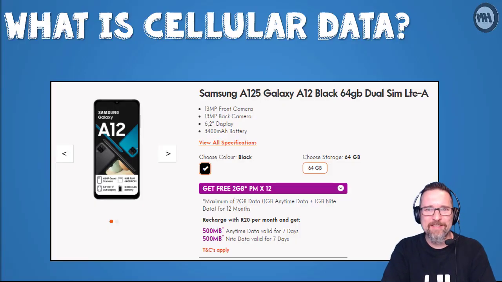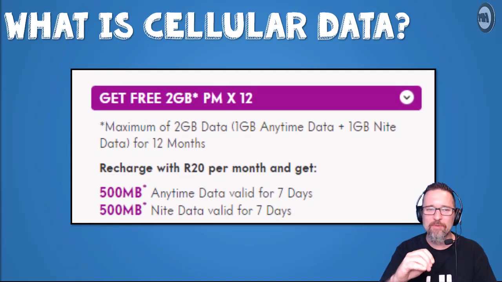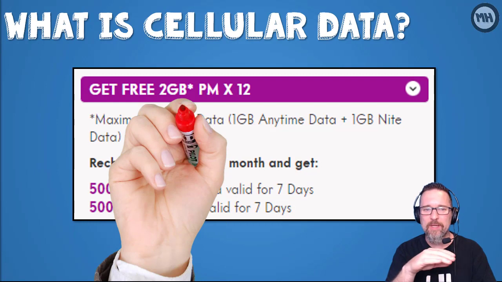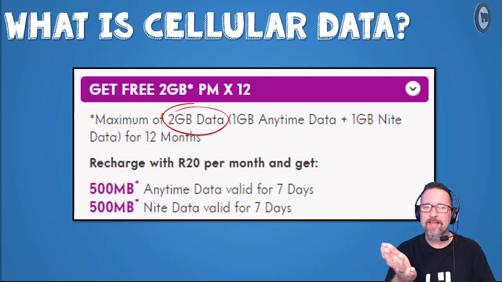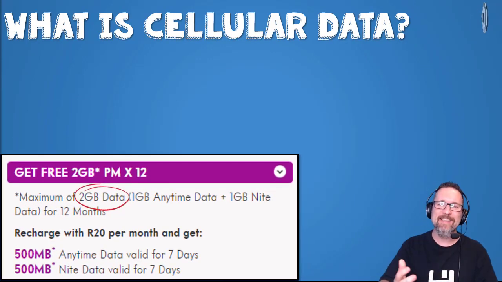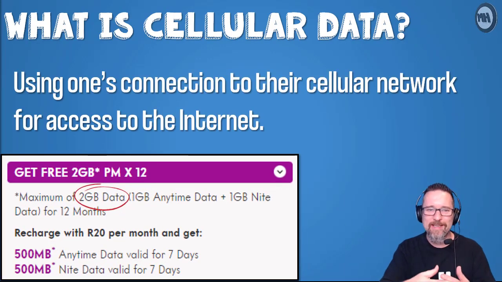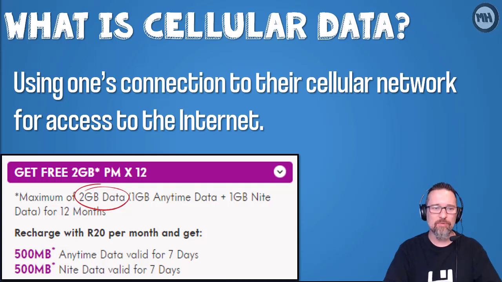What about cellular data? Okay, we're talking about 4G, 5G, and that's your cellular network. But what do we mean when we talk about the data that we use on a cellular network? Because often you'll see ads where they say, okay, so here you get a maximum of 2 gigabytes of data. And you're like, well, what does that actually mean? Well, basically, it's this. When you're using your connection to your cellular network, that is your cell phone service provider, your smartphone service provider, when you're using that connection to access the internet, that's what it is. Okay, so that's your data.